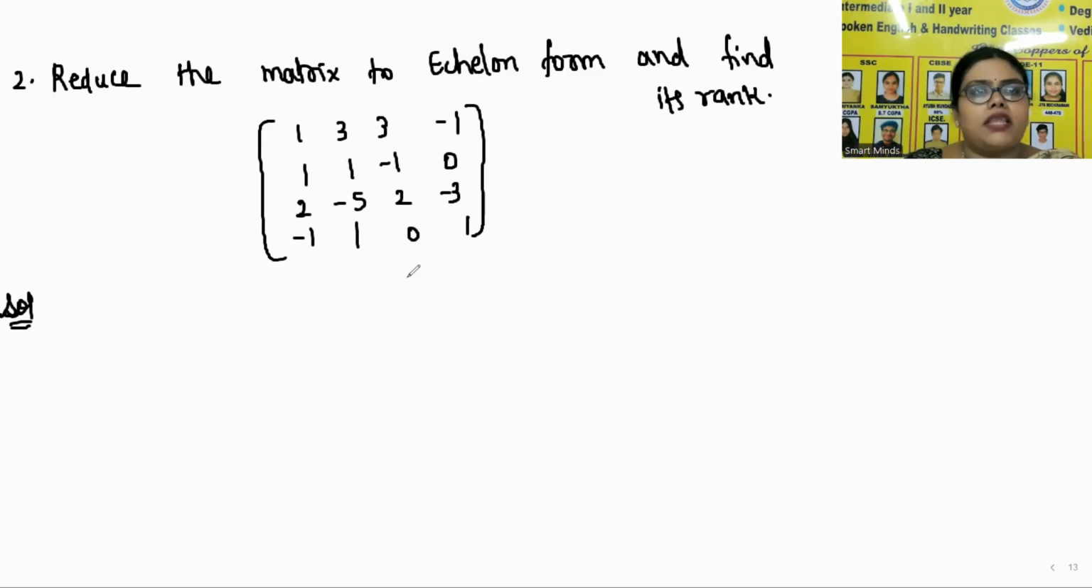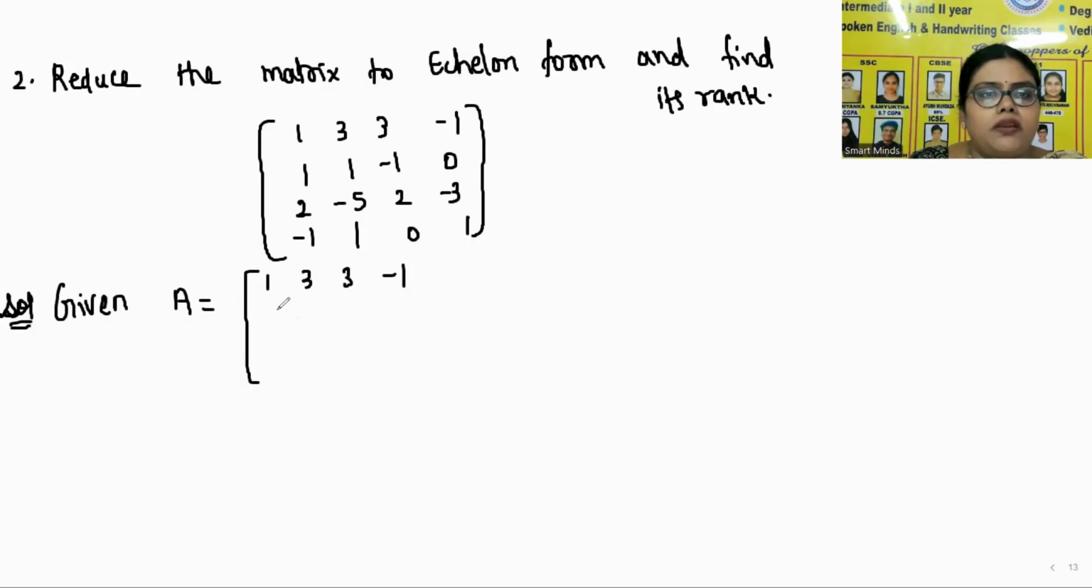Let us take the second question. Reduce the matrix to echelon form and find its rank. So first let us write given matrix. Given A is equal to 1, 3, 3, minus 1; 1, 1, minus 1, 0; 2, minus 5, 2, minus 3; minus 1, 1, 0, 1.